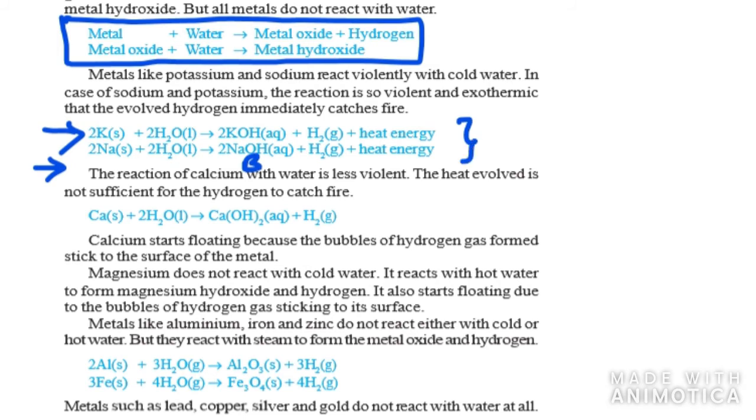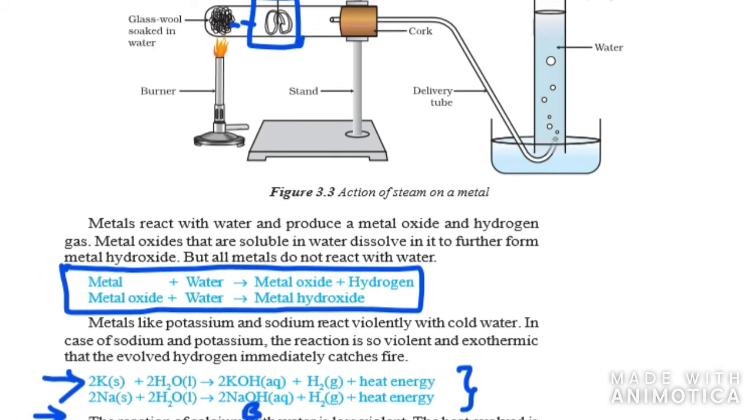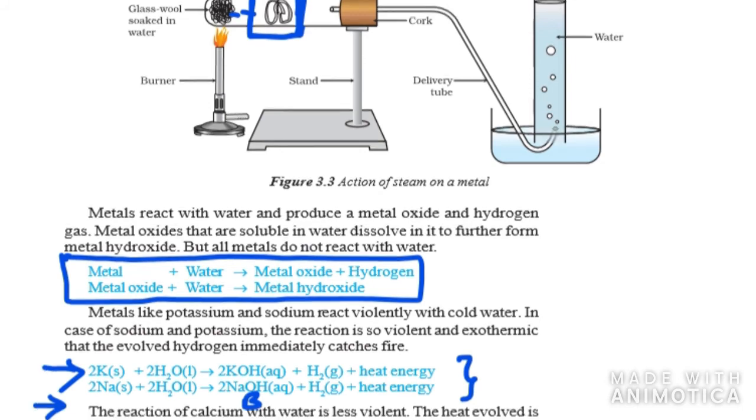Now the next one is calcium. Calcium is actually very less violent. The heat evolved in this case is not sufficient for the hydrogen to catch fire. Calcium in this case starts floating because the bubbles of hydrogen gas formed stick to the surface of the metal. Suppose we have calcium here in the metal sample box, and when calcium reacts with water, the bubbles stick to the surface of the calcium itself. Therefore, a very small amount of hydrogen gas evolves here.